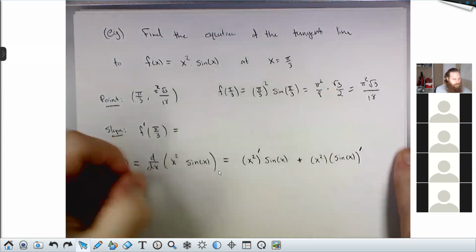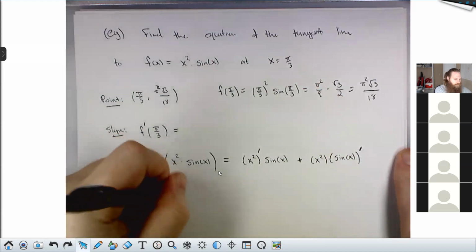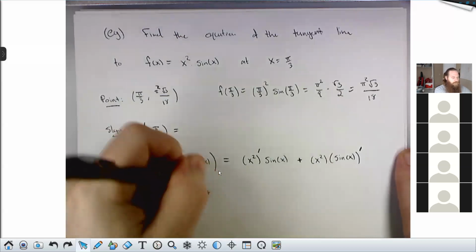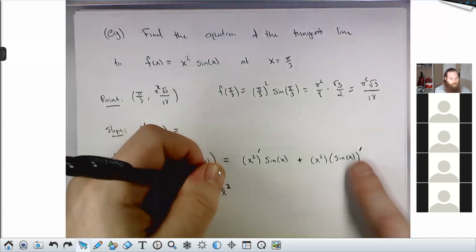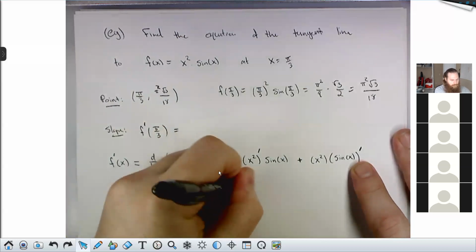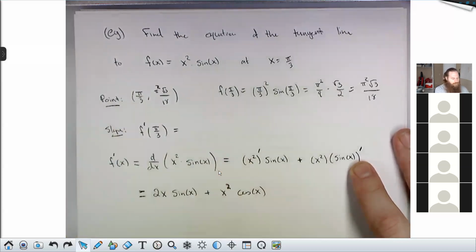The derivative of x squared is 2x. So that first bit is 2x sine x plus x squared times the derivative of sine x. What's the derivative of sine x? Cosine x? Yeah. All right. So this is f primed of x.